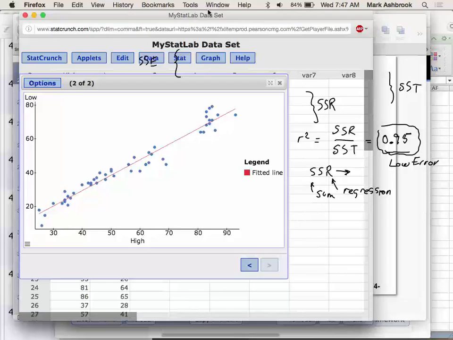So now look at the graph. Does this go along with our conclusion? How do you see the fact that R squared is 0.95 here? Most of the data points are clustered around the line, except for a very few of them at the top.